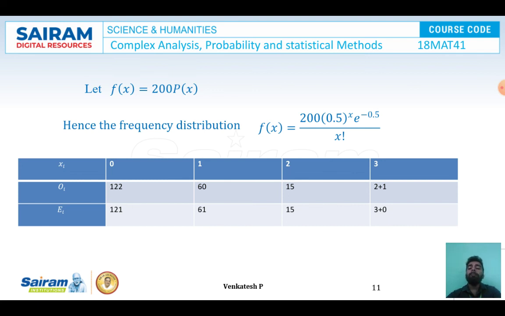So now make a table again with x and expected frequency. So 0, 1, 2, 3, 4. Observed frequency is 122, 60, 15, 2 plus 1. And expected frequency is 121, 61, 15, 3 plus 0.